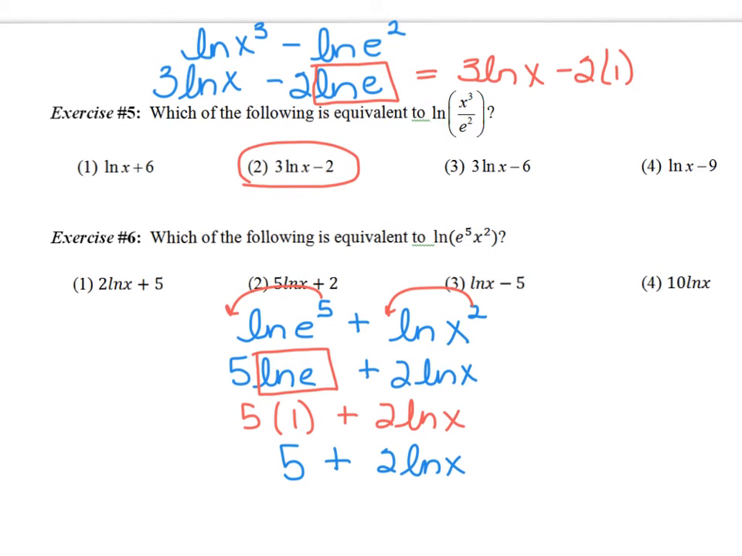Now, don't make the mistake of thinking that we can add the 5 and the 2 together, because the 2 is the coefficient in front of the natural log of x. So it's not possible to combine those two terms. Now, when you look at our multiple choice answers, though, you'll notice that because of the commutative property of addition, I can rearrange the order, and that gives me this answer, 2 natural log of x plus 5.